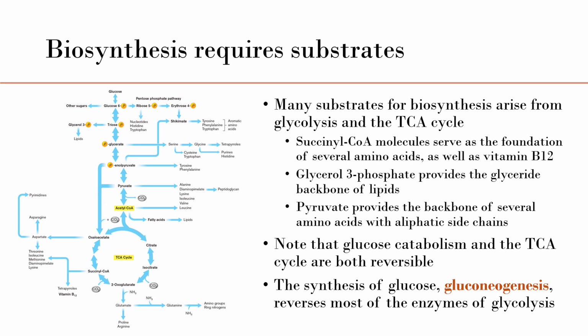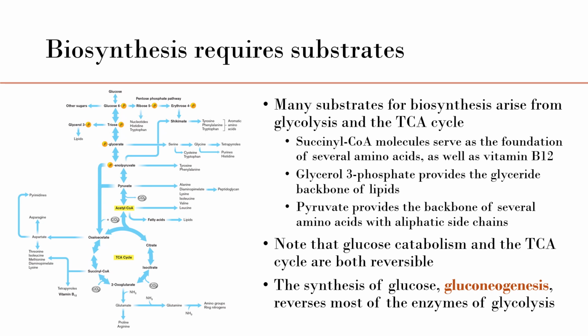And then we have glycerol 3 phosphate. That's going to give us the backbone for a lot of our lipids, that glyceride backbone. Then we have pyruvate. This is going to be the backbone for many different amino acids. So glucose catabolism and the TCA cycle are both reversible, and they create a lot of intermediates that are used in both catabolism and anabolism.